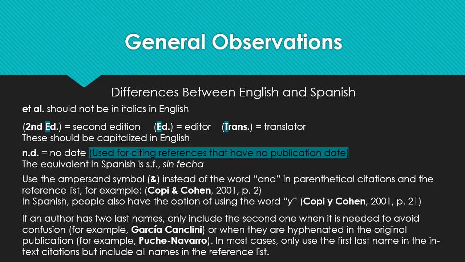Or for example, the second exception is when the 2 last names are joined with a hyphen, like in the case of Puche-Navarro. In cases like this, it's necessary to keep both names, keep them together. In all other cases, it's all right to use only the first last name in the in-text citation. However, in the reference list, all of the author's names need to be listed.